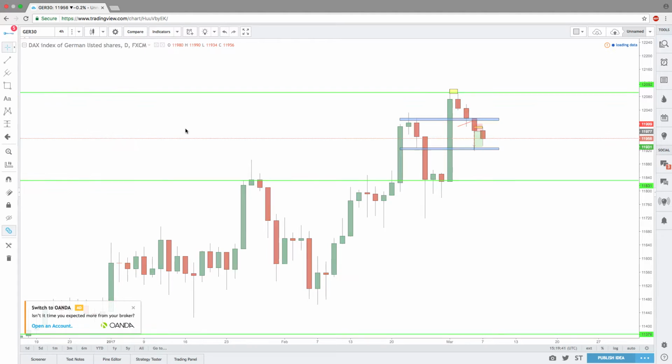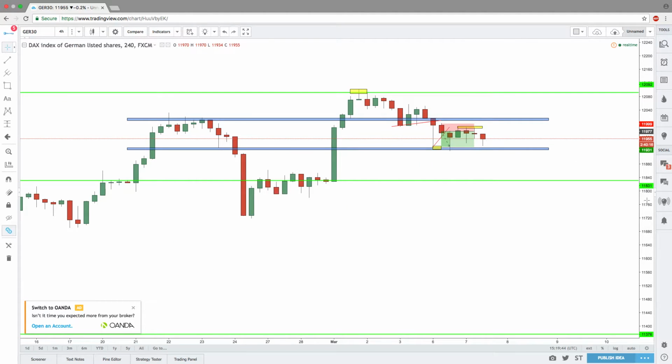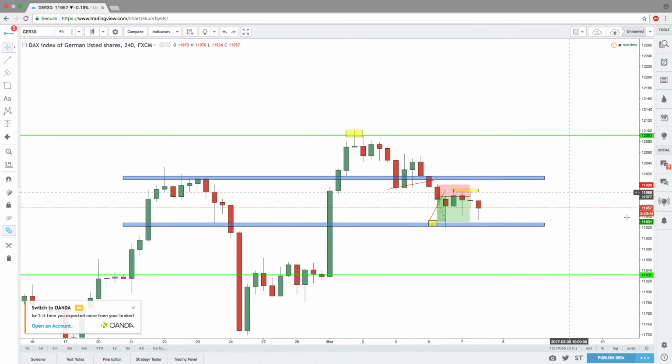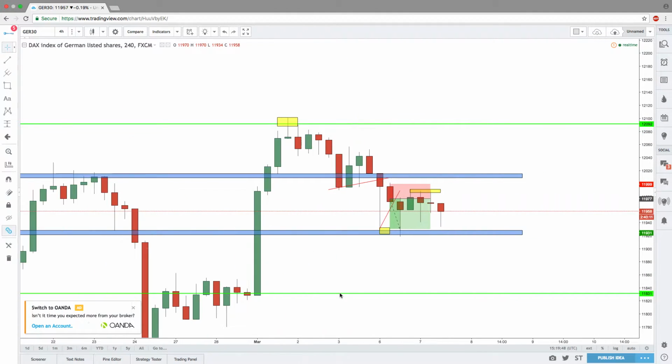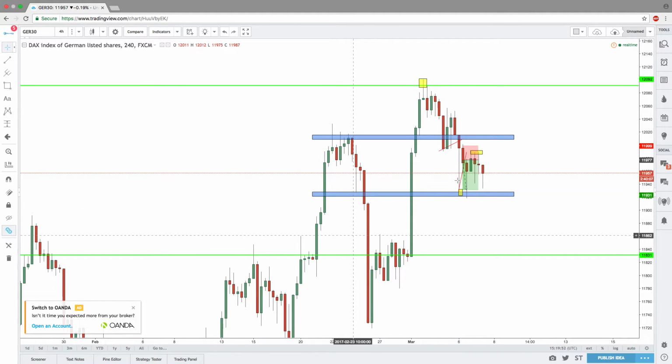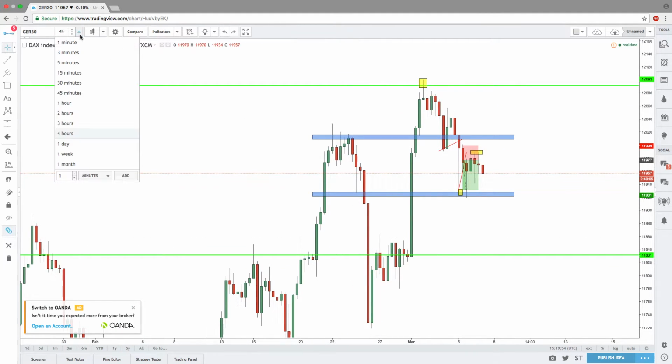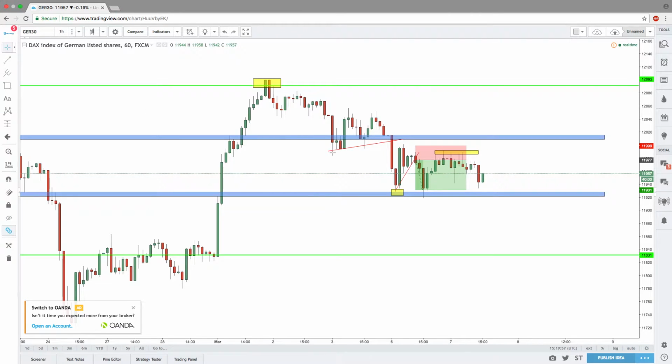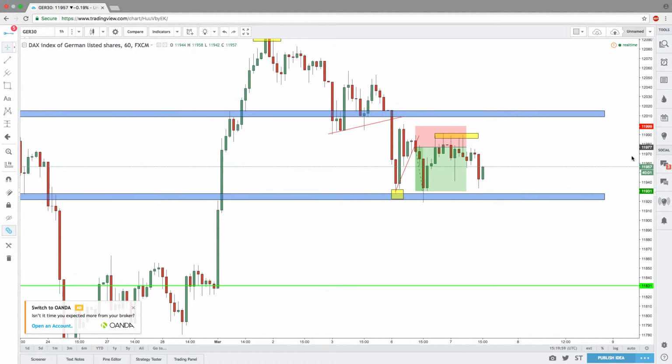Then I break it down to the 4-hour chart, see what I can spot on there. So on the 4-hour chart, what can we see? Let me zoom out a little bit. It's not really showing much clarity. So we break it down again, go down to the 1-hour chart. Right, you see a lot more going on here.